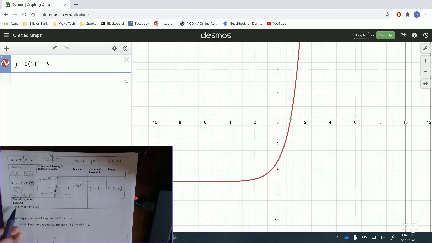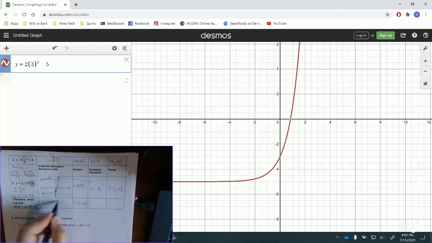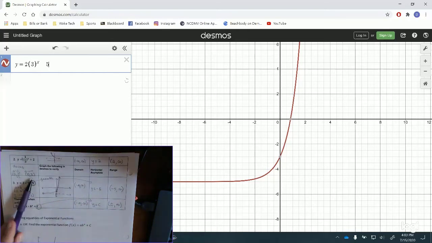So therefore, when a is greater than 0 and h of x is equal to this, the translated form, now when you have plus c added, it's either going to be growth or decay depending on this b, but the domain will always be all real numbers for all exponential functions. The horizontal asymptote is going to be y equals c, and the range will be from c to infinity. So you can generalize what we just saw there.